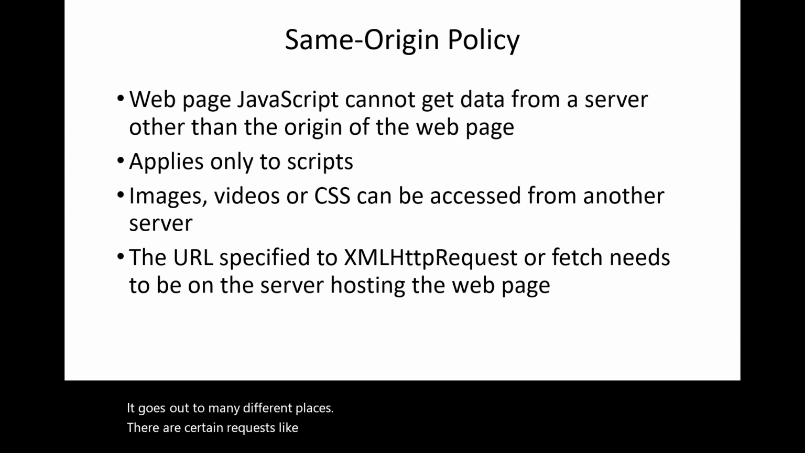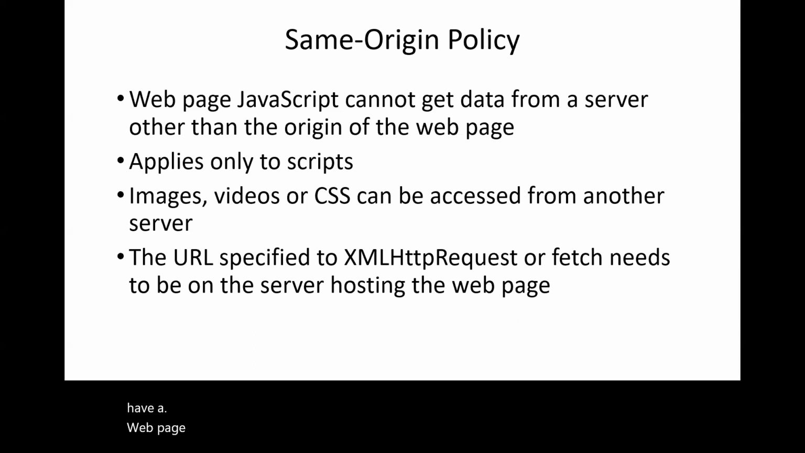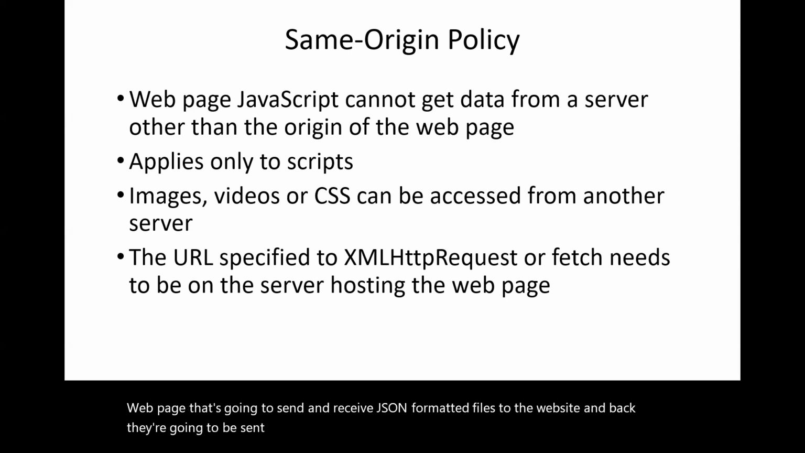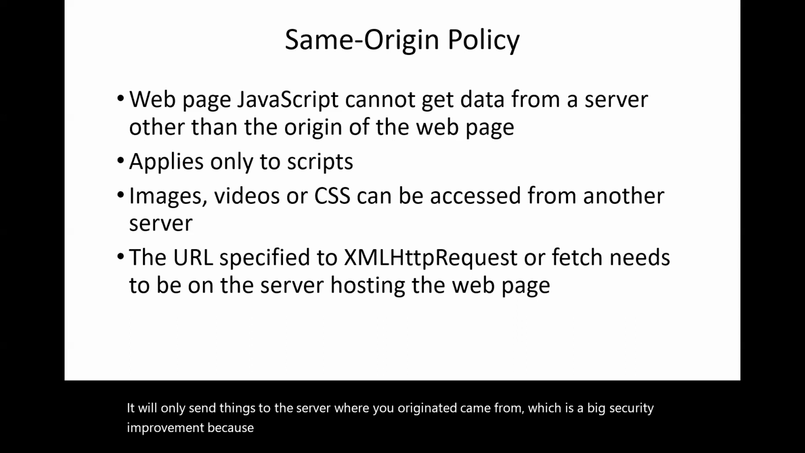There are certain requests, like one called XML HTTP request. That is a function you can call in JavaScript. It's a very commonly used function for communicating with the server. If you have a web page that's going to send and receive JSON formatted files to the website and back, they're going to be sent by the XML HTTP request function. It will only send things to the server where you originated, which is a big security improvement, because if you start sending files to any place you want to, it's not going to be very secure.